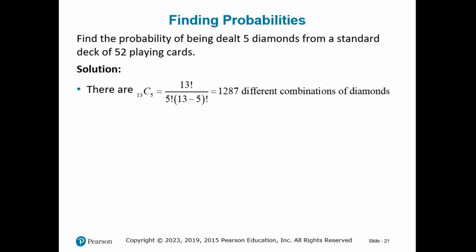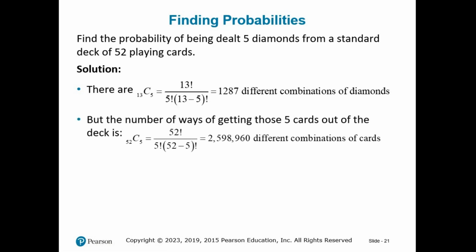Now we have to figure out the number of ways we could get those 5 cards out of the full deck of 52. So we do 52 choose 5, or 52 factorial over 5 factorial times 52 minus 5 factorial. And we get a very big number. We get 2,598,960 different combinations for those cards.